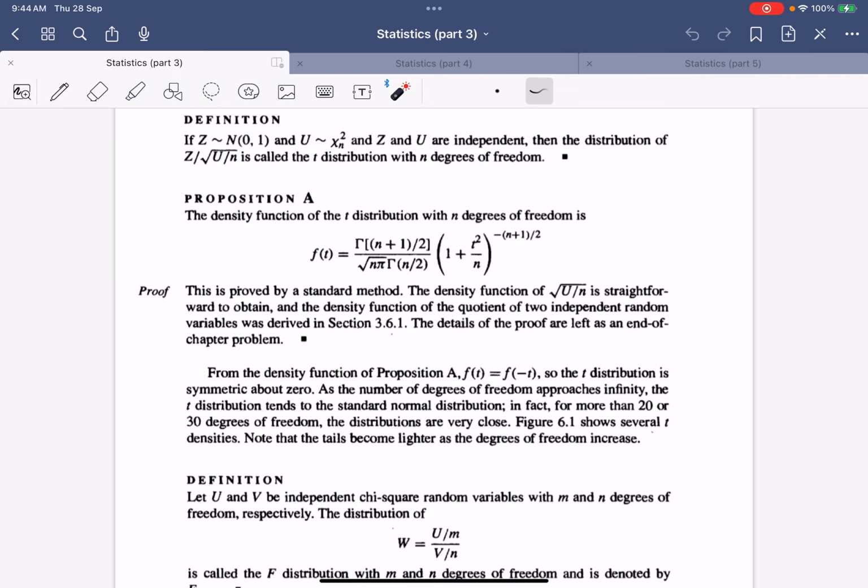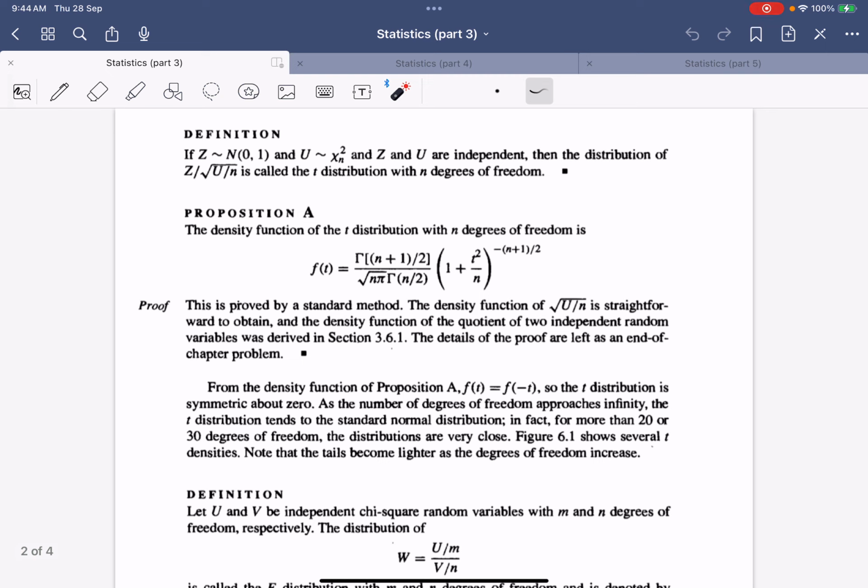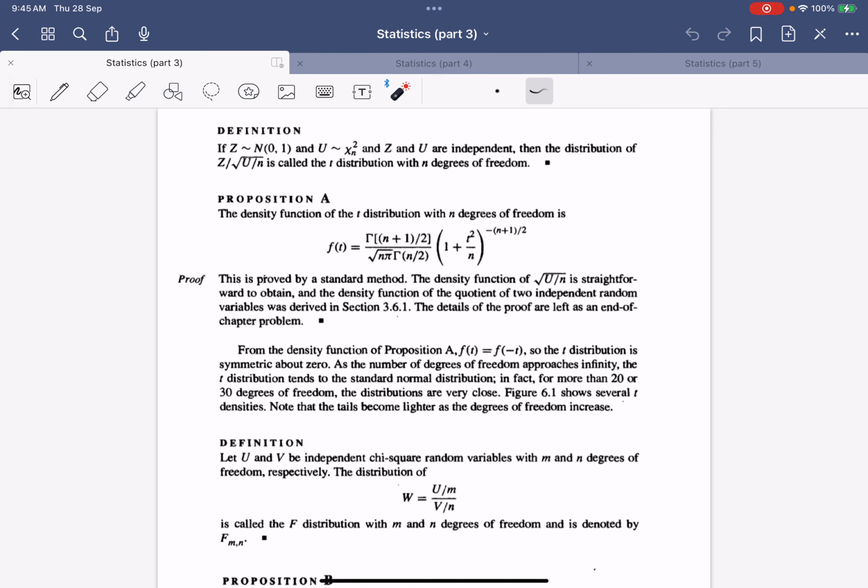And by definition, we can next form another distribution known as the T distribution. So we have the standard normal Z and a chi-squared distribution U with n degrees of freedom, and they are independent. Then we say that the distribution of Z over the square root of U over n is a T distribution. And the density function is as follows, which is very complicated looking. But you can prove it using a standard method, and the details are left in the textbook.